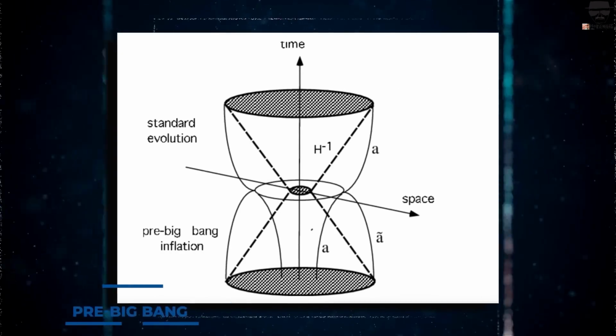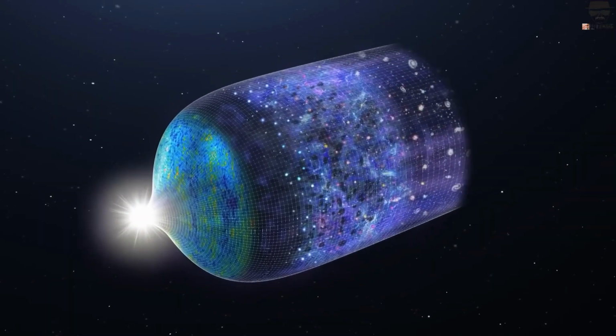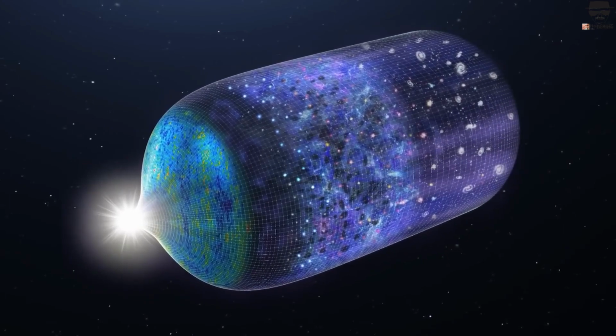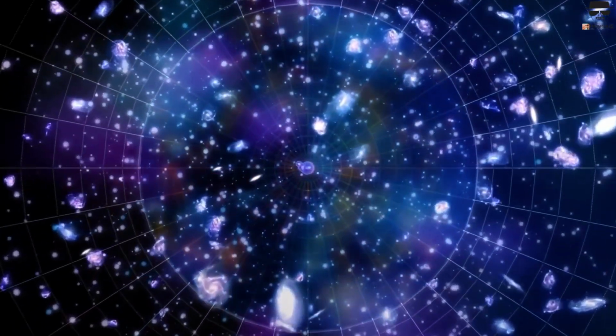Yet another theory is the pre-Big Bang scenario, which proposes that our universe developed from a condition of low energy and high curvature into a state of high energy and low curvature. This transition included a period of superinflation that magnified quantum fluctuations, creating seeds for the structures we observe today.